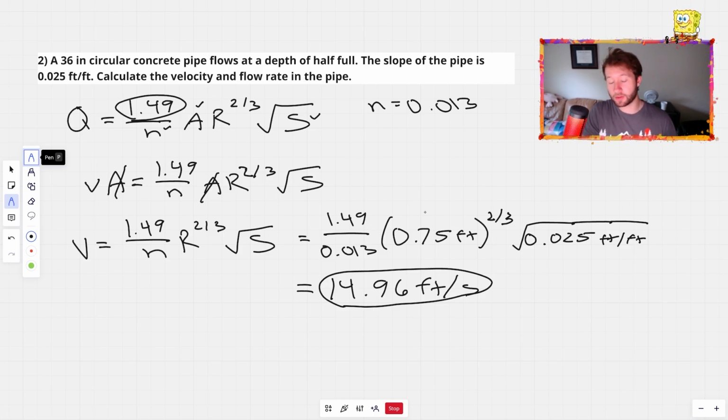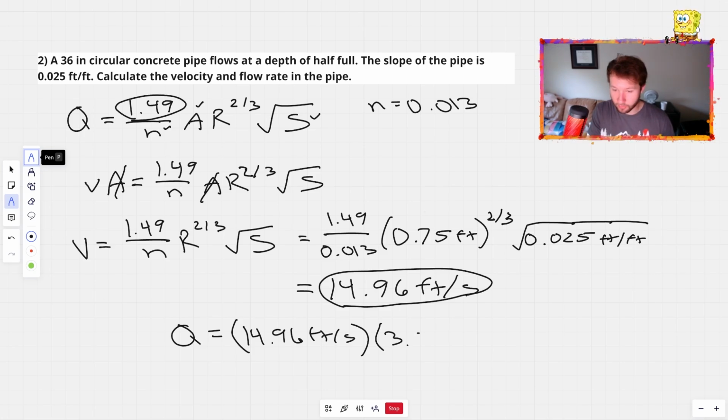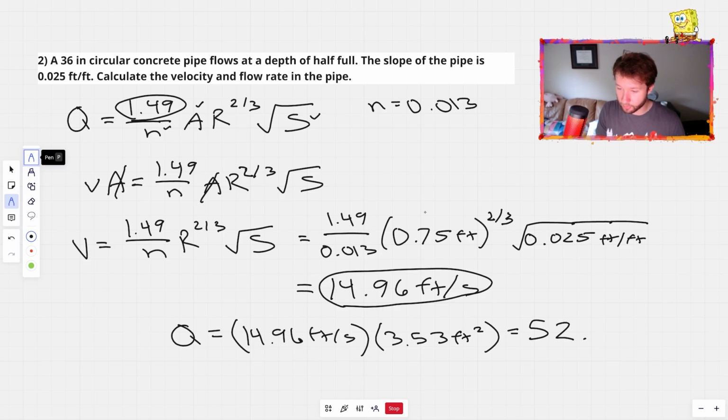So there's our velocity. Instead of going through the big equation again for the flow rate, we can just use the continuity equation, Q equals VA. So we got Q equals our velocity we just found times our cross-sectional area of 3.53 feet squared, which gets us 52.8 cubic feet per second. And there you go.